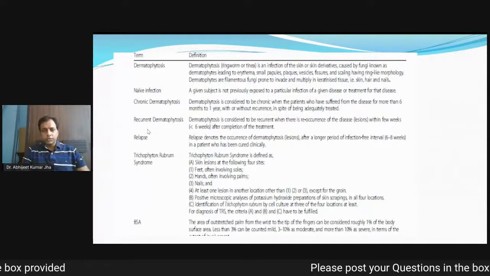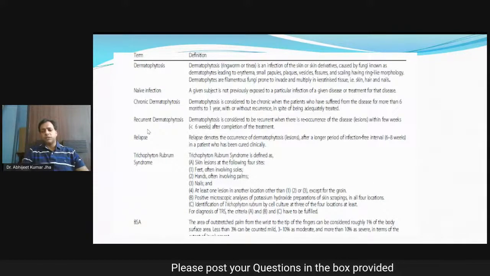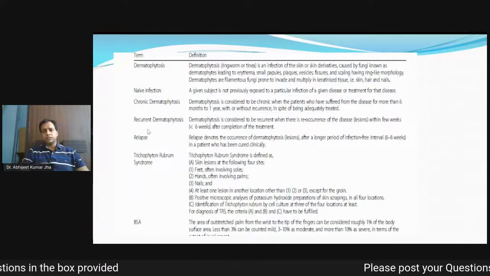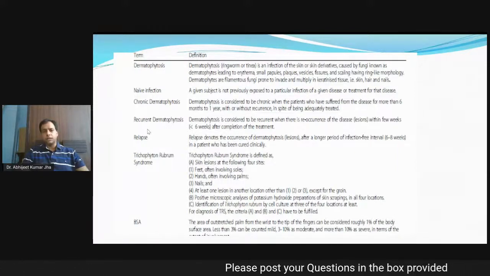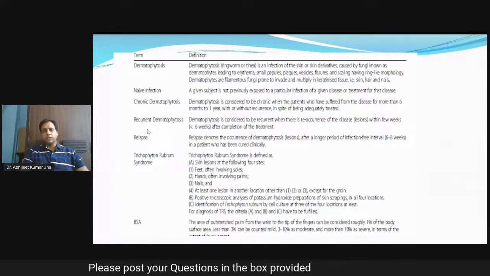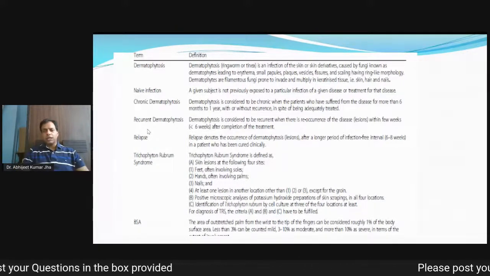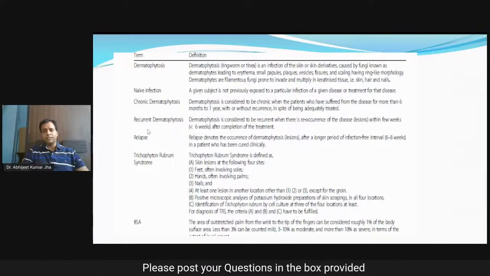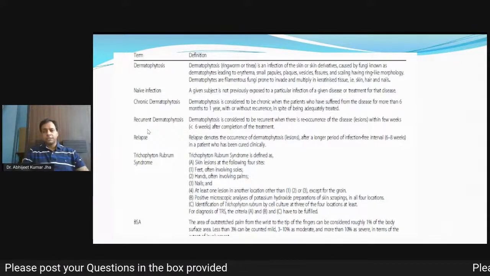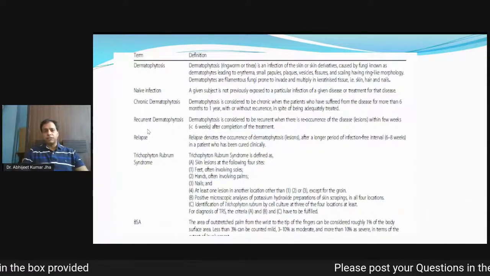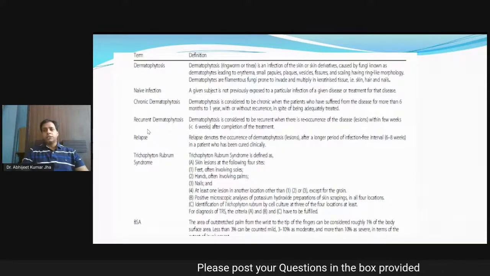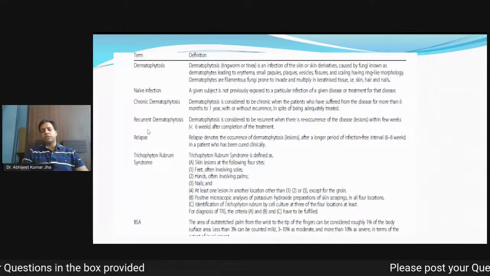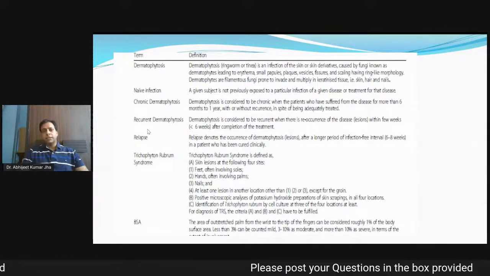Now, for knowing this, we need to know a few definitions, which is very important. The first one is dermatophytosis. This is an infection of the skin or skin derivative caused by fungi known as dermatophytes, leading to erythema, small papules, vesicles, or any ring-like morphology. They invade and multiply in keratinized tissues. This is important because of keratinized tissue involvement in superficial fungal infection; this is where newer treatments are coming, and they go and attach to the keratinized tissues and they act. That is their mechanism of action.